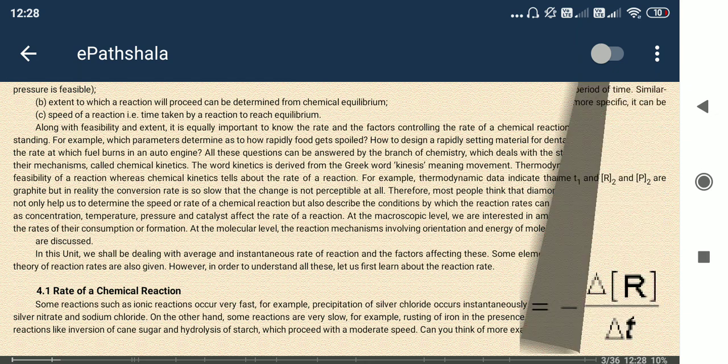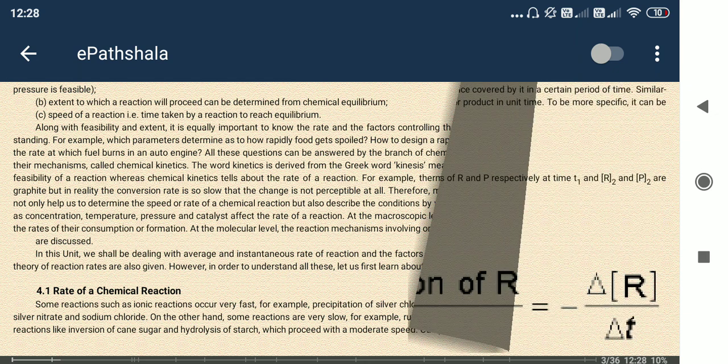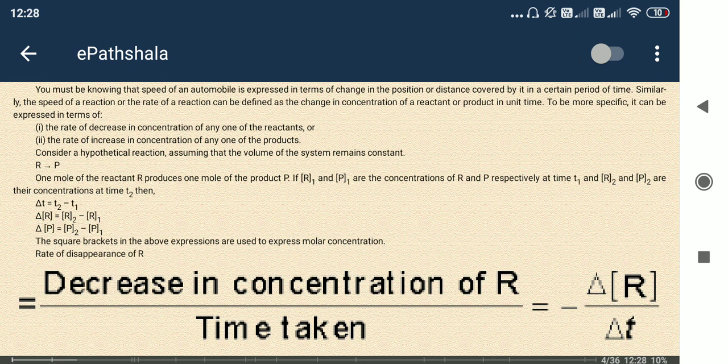So the rate of a chemical reaction is very easy to understand. Whenever the word rate is there, it means per unit time, or with respect to time, how much change is occurring. So the reactant is converting to product. How much amount is producing, how much amount is converting to product. That's the reaction rate.